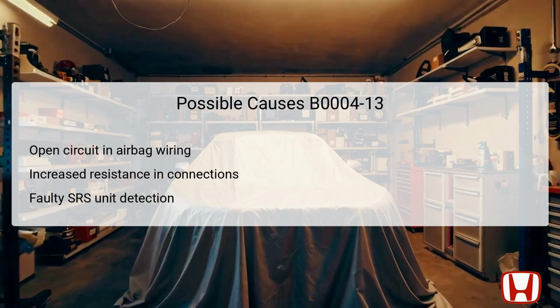There are several possible causes for the DTC B0004-13, each needing careful consideration during the troubleshooting process. First, there may be an open circuit within the wiring of the driver's knee airbag itself, which can prevent proper communication between components. Additionally, increased resistance in the connections might indicate corrosion, damage, or improper installation that disrupts the electrical flow. Lastly, a fault within the SRS unit, responsible for processing data from the airbag systems, could also lead to this error code being logged.